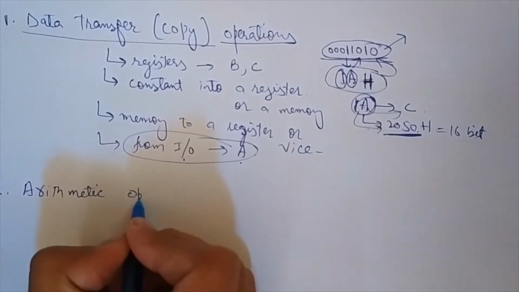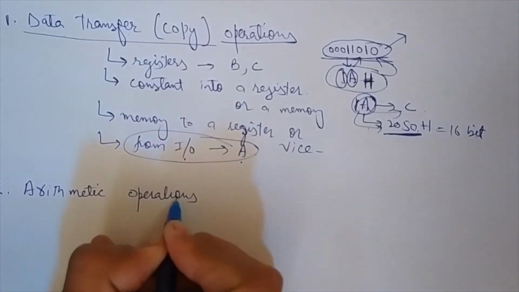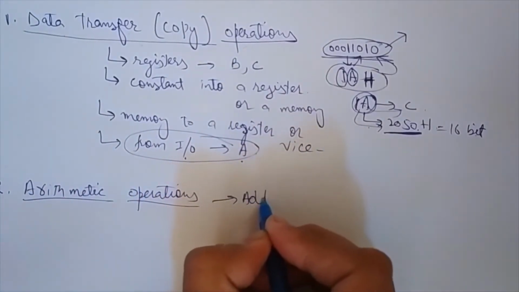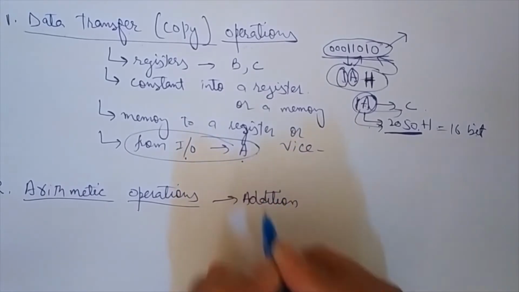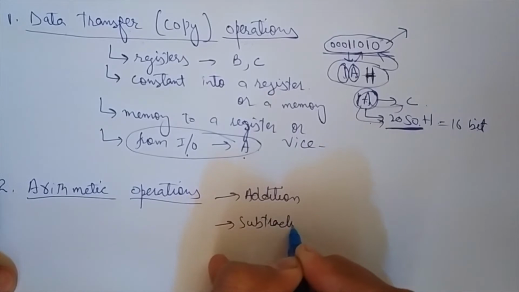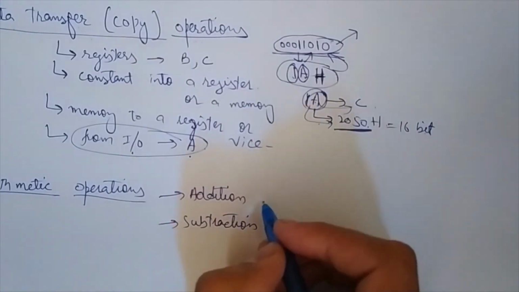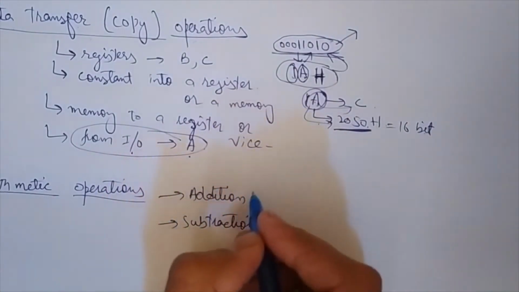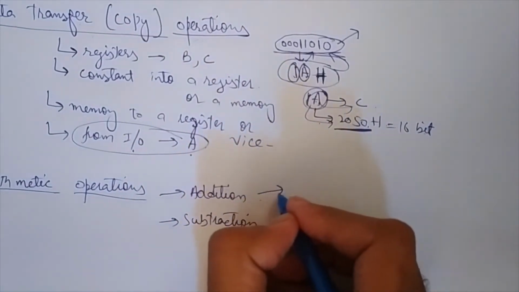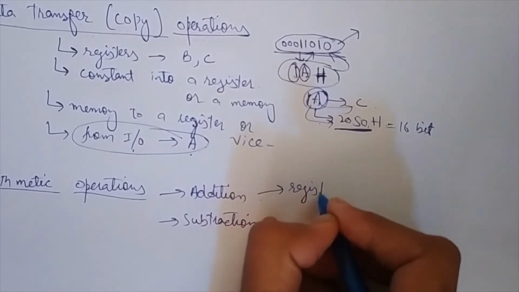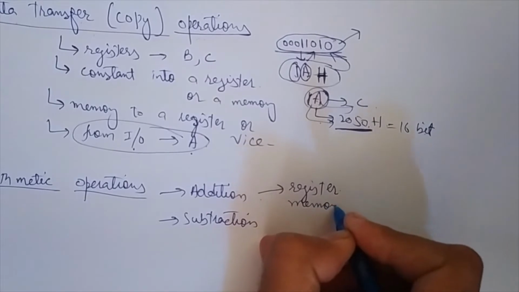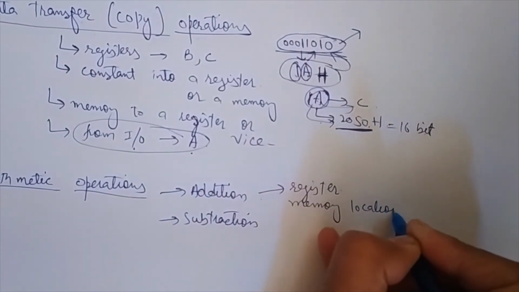Arithmetic instructions or arithmetic operations. So what are the different arithmetic operations? For example, addition is one. Second is subtraction. So let's discuss first these two. Addition means this type of instruction is used if we have to add the contents of a register or contents of some memory location to an accumulator.